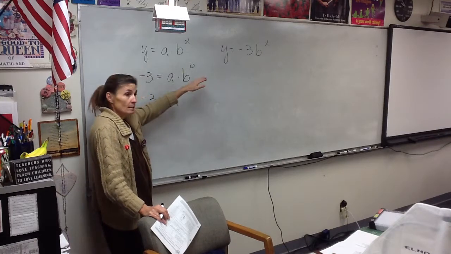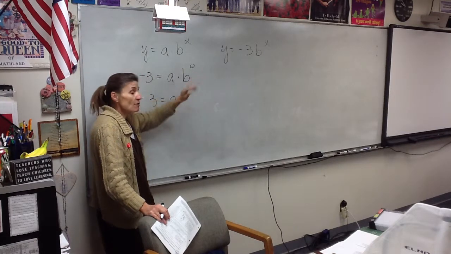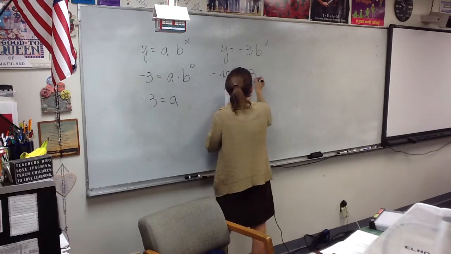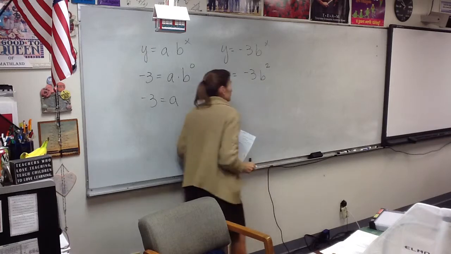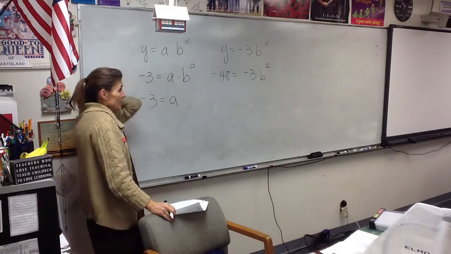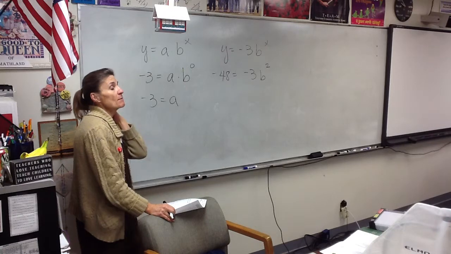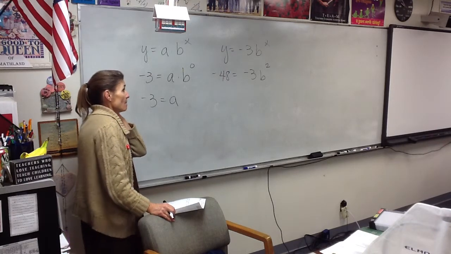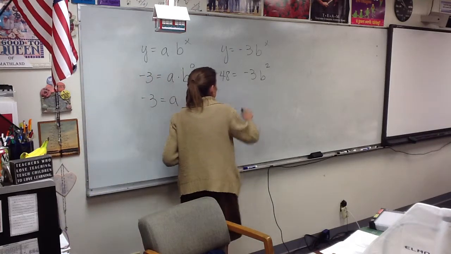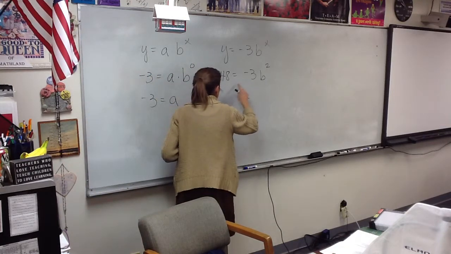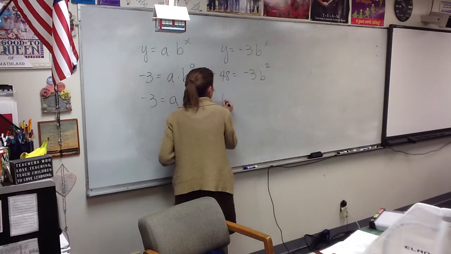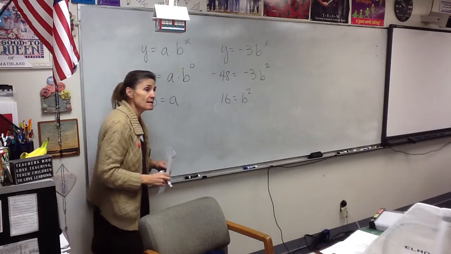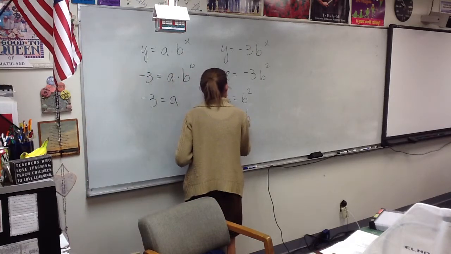Now, the other point we're going to plug in now, negative 48 and 2. Now, to solve this, this is going to be kind of a common theme as we work through lots of different problems that come out like this. We must divide first. So negative 48 divided by negative 3 is 16. So b squared equals 16, which means b equals 4.